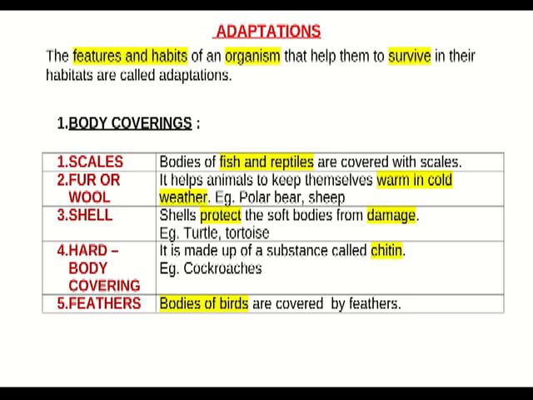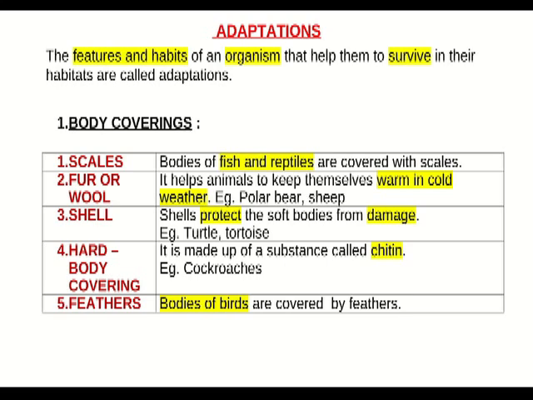There are various kinds of adaptations. The first one we will study is body coverings. There are various kinds of body coverings. First is scales. The bodies of reptiles and fish are covered with scales. Snakes shed their skin periodically to replace it with new skin. This process is called molting.